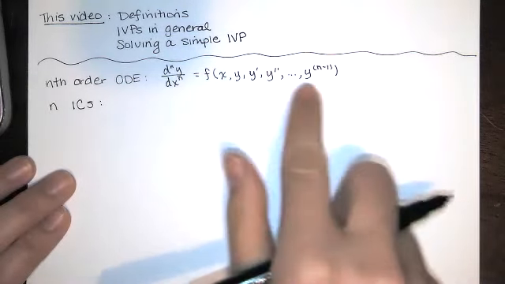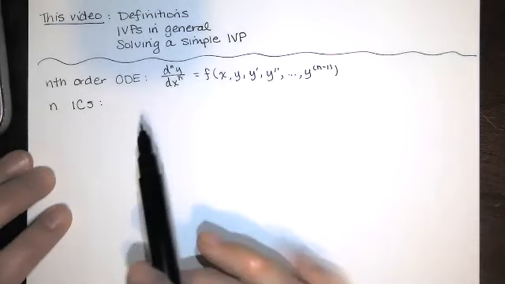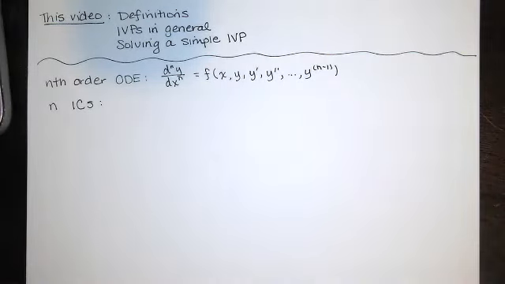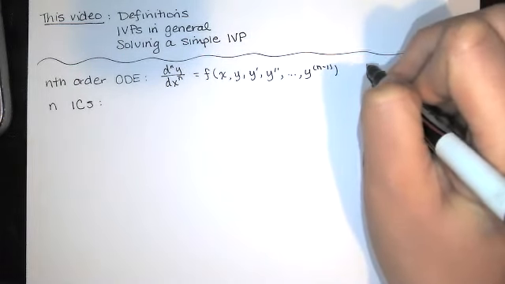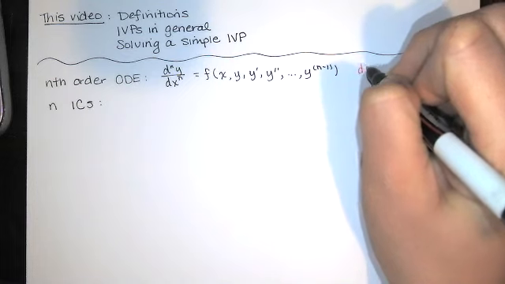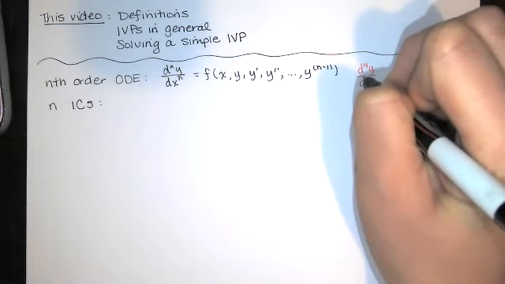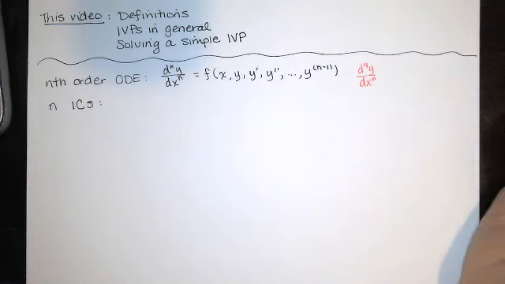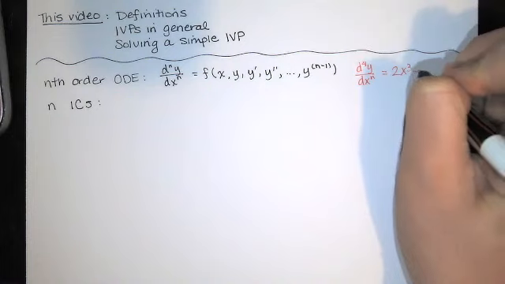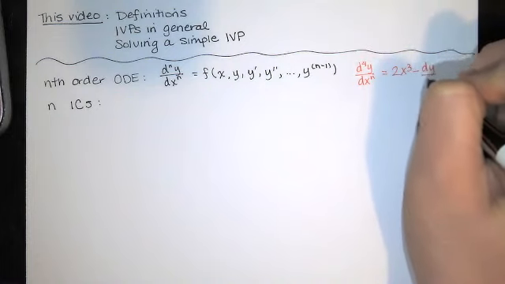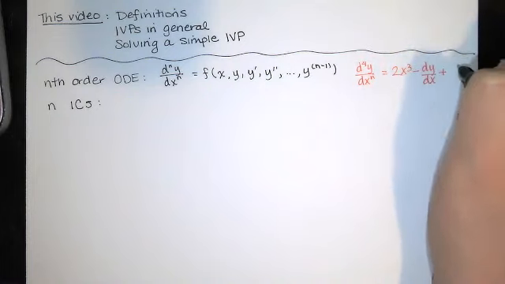Now, I know this looks very abstract, and it is abstract, but let me give you a concrete example. This function on the right-hand side will be known. It'll be given to you. So let's say we've got a fourth order differential equation, and you're able to solve it for the fourth derivative of y with respect to x. That might be equal to 2 times x cubed minus dy/dx plus x times y.